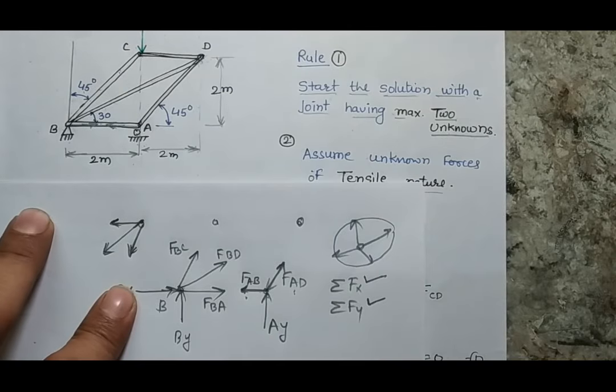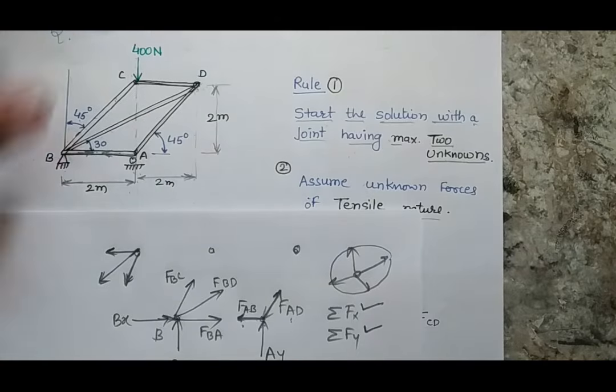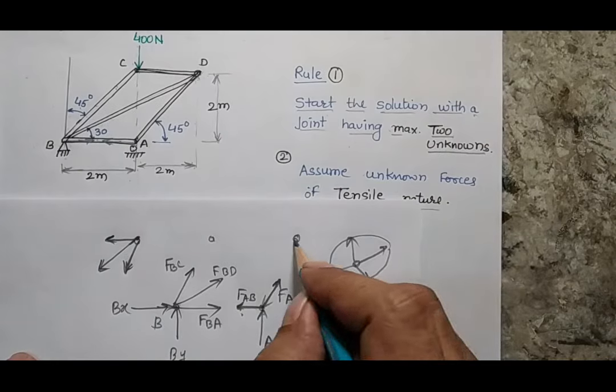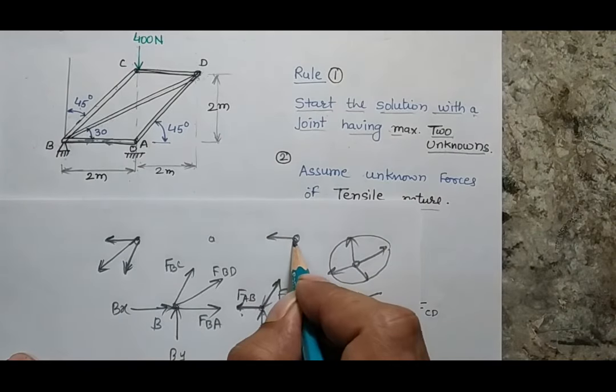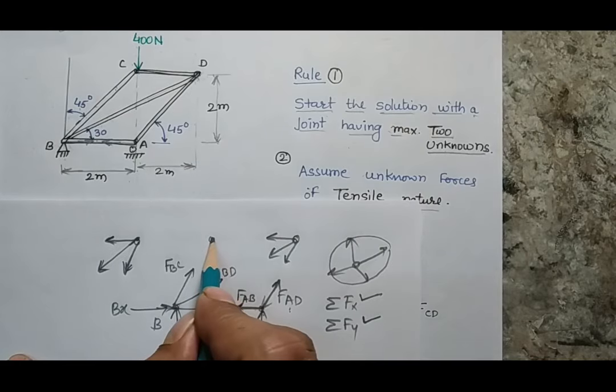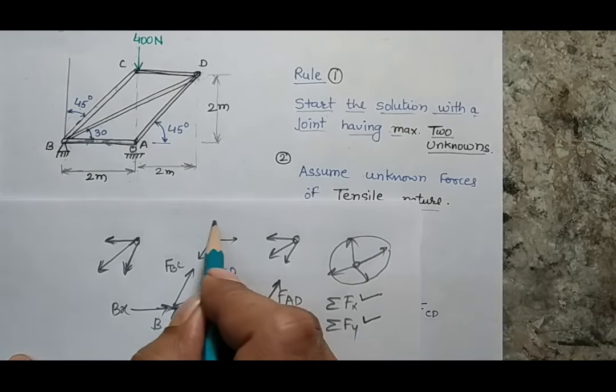When you solve the problem, if your answer is positive, that means you have considered a correct direction. Otherwise, you have to consider that the nature of the force will be opposite. So when I make the free body diagram of D, there will be 3 forces in this way. And similarly, when I make the free body diagram of C, there will be 1 force here, 1 force here, and 1 force here.